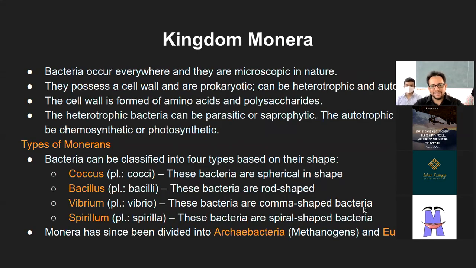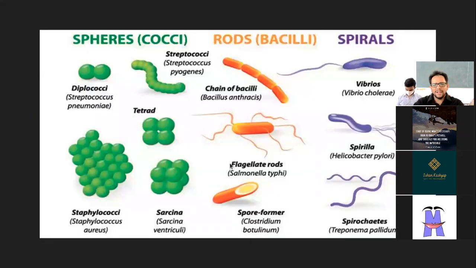Yeah, and then we had seen different types of bacteria based on their shapes. Cocci, these were the spherical shape. Bacilli, they were the rod shape. Vibrio, they were the comma shape. And the spirillum, which is spiral shaped bacteria. And then there are so many examples of these, which we had seen here.